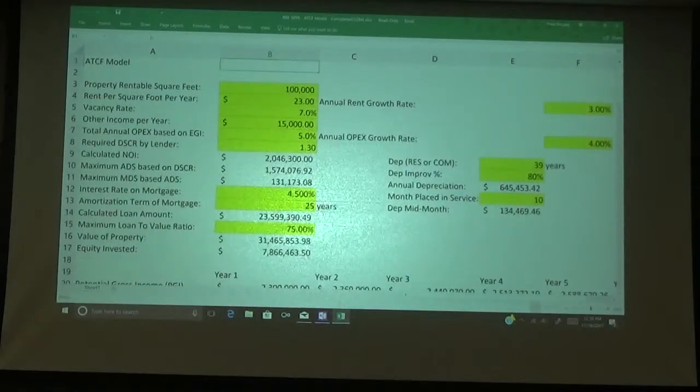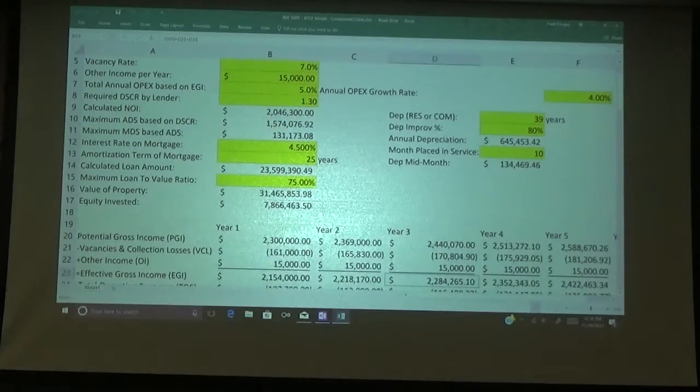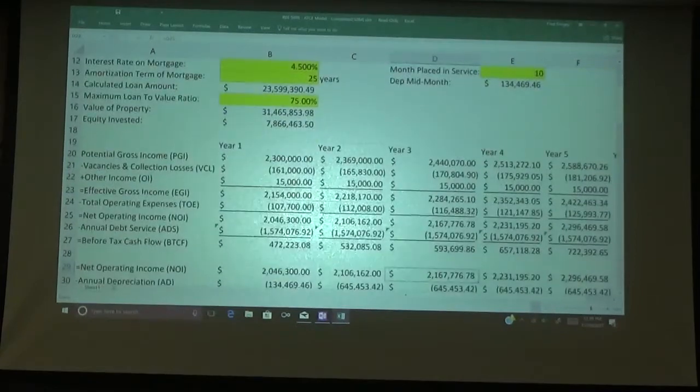Now, let's go and take a look at a couple of these things up here at the top. Specifically, just the annual rent growth rate. I put it at 3%. So we're going to have our growth on our income at 3% a year, and then our operating expenses are going to grow at 4% a year. Okay, for right now, ignore all of this stuff about depreciation. We're going to come back to that when we start talking about the after-tax stuff. And that's also sort of the new stuff.